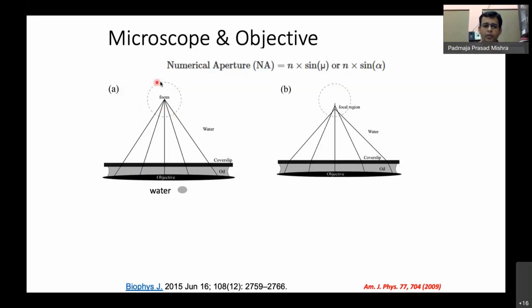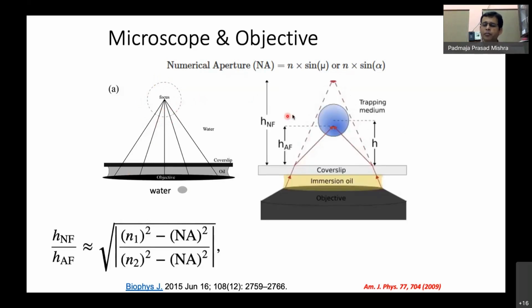So in a water immersion objective, there is a single focus point, but in an oil immersion objective, because of this refractive index mismatch between the sample and the objective, there are two. The real focus is shifted a bit towards the lower range, and the particle is trapped in between the theoretical focal point and the real focal point.